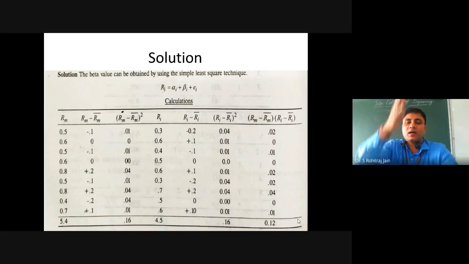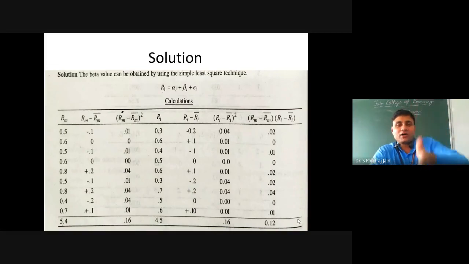The fifth column, Ri minus Ri bar. Then after that, you have to square the value, whatever you have got in the fifth column. That is Ri minus Ri bar whole square. So the summation of Ri minus Ri bar whole square is how much? 0.16. Then finally, what I have to do is Rm minus Rm bar, that is the second column, multiplied by Ri minus Ri bar, that is the fifth column.